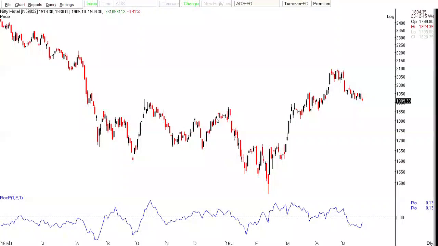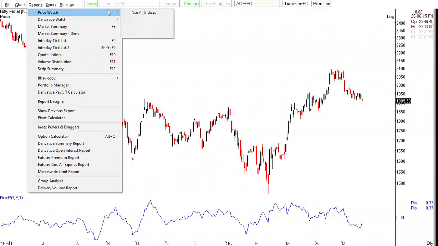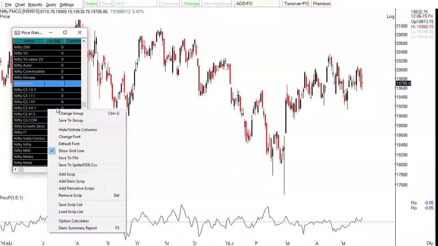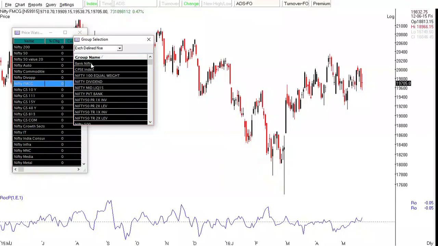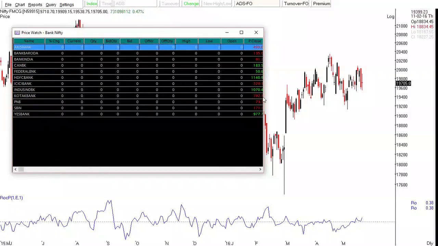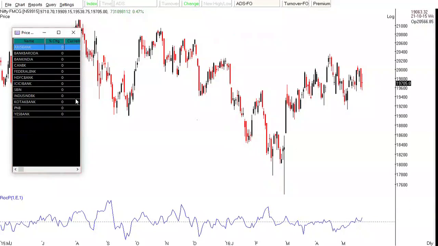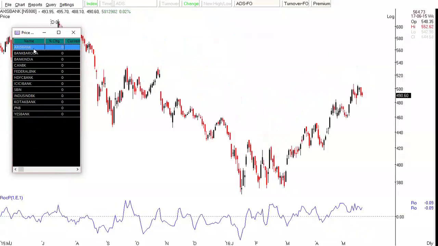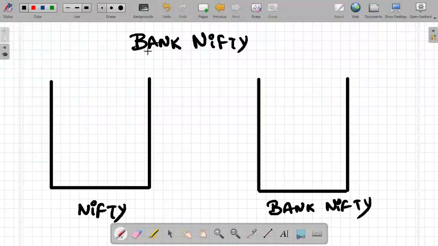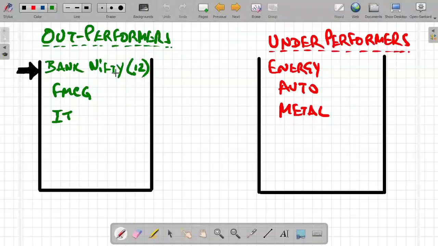Let's come to this chart, this template. I quickly open the Bank Nifty stocks, and I want to find out which are the stocks. Okay, Bank Nifty, was it an outperformer or an underperformer? It was an outperformer, right?